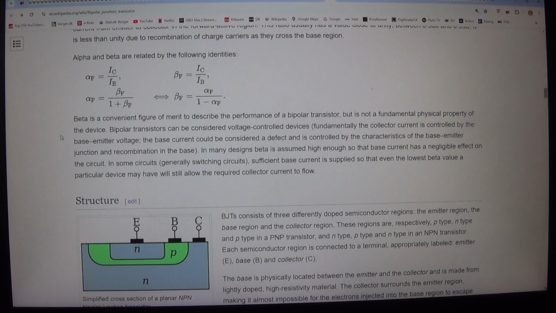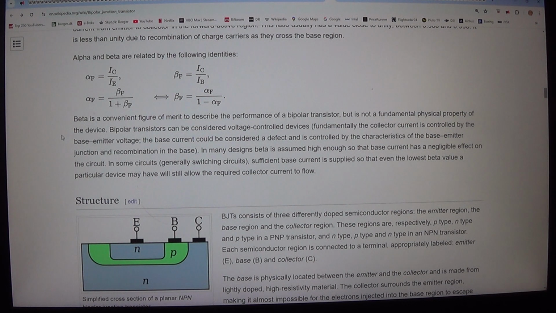Beta is a convenient figure of merit to describe the performance of a bipolar transistor, but is not a fundamental physical property of the device. Bipolar transistors can be considered voltage-controlled devices. Fundamentally, the collector current is controlled by the base emitter voltage.